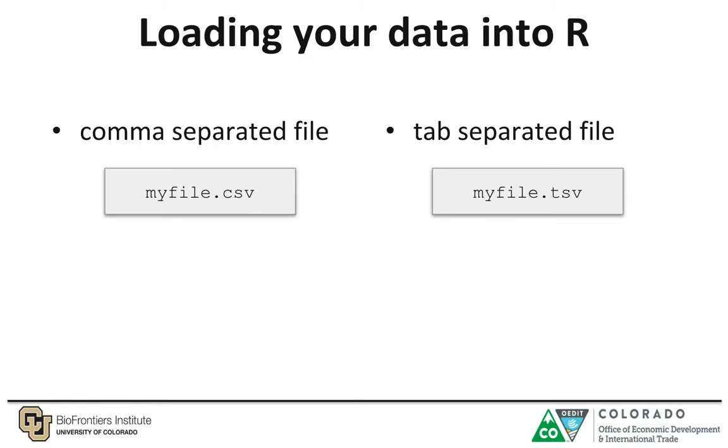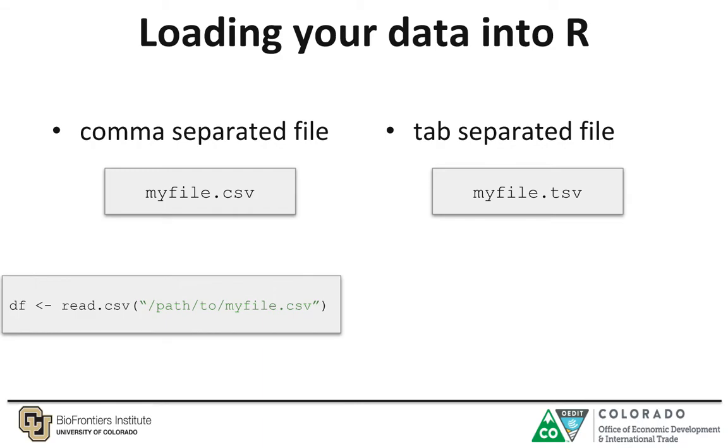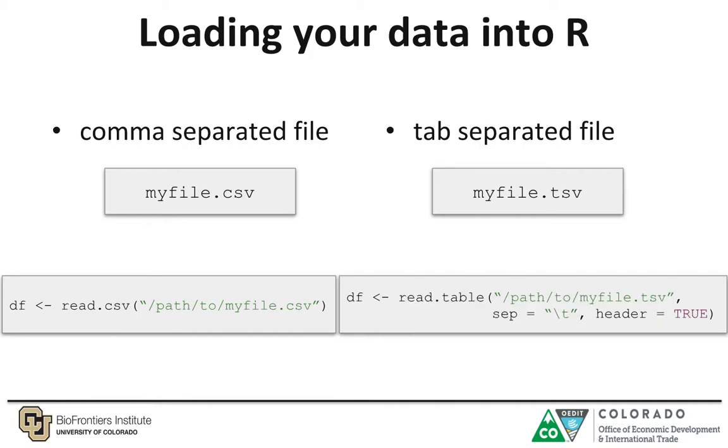When loading your data into R, there are different file types that you might encounter. Examples being a comma-separated file or a tab-separated file. A comma-separated file usually has a .csv file extension, whereas a tab-separated file tends to have a .tsv extension to its name. When loading a comma-separated file, you'd use the read.csv command and specify the path to your file as well as the file name.